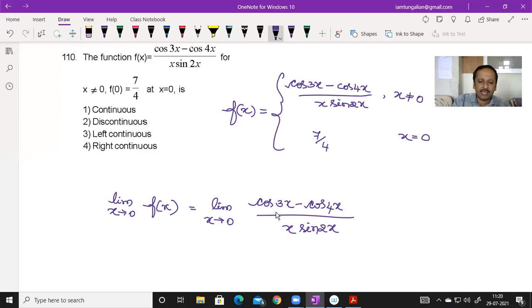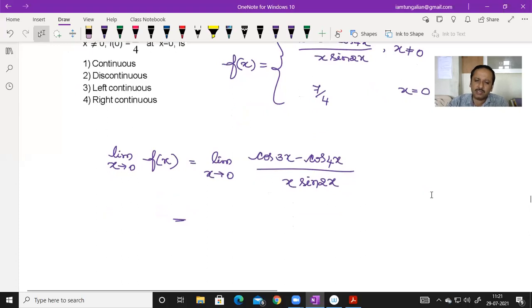This limit we have to evaluate. If we directly apply the limit, cos 0 is 1, so 1 minus cos 0 is 1 minus 1, and you get 0 in the numerator. The denominator is also 0, so we have 0 by 0. We can use L'Hospital's rule, but it is not advisable in this case, because in the denominator you'll have to use the product rule, x into sine 2x. And in the numerator, if you differentiate minus sine 3x, that will be 0 again, and minus sine 4x will also be 0. So using L'Hospital's rule is somewhat complicated in this case.